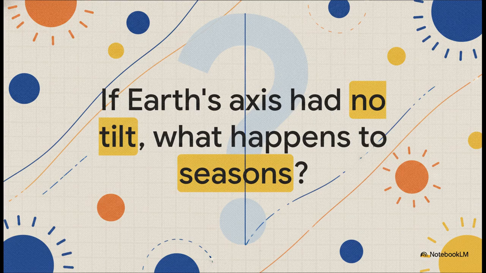Before we wrap up this explainer, I'm going to leave you with a bit of a brain teaser to test out your new knowledge. Think about this for a second. If the Earth's axis wasn't tilted at all, like if it was perfectly straight up and down, what would happen to the seasons where you live right now? Take a minute to really think about that. Maybe debate it with a friend. Because honestly, if you can reason through that, you are completely ready to ace this chapter.